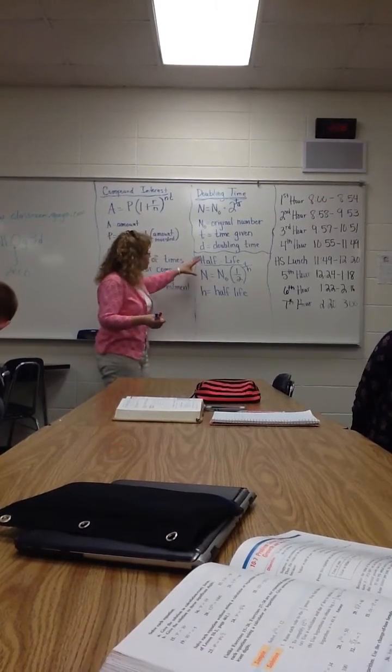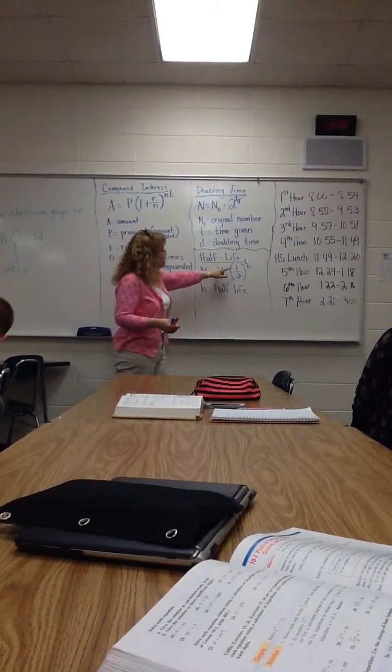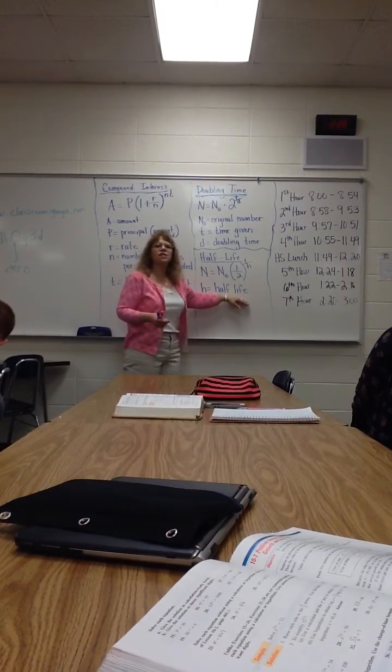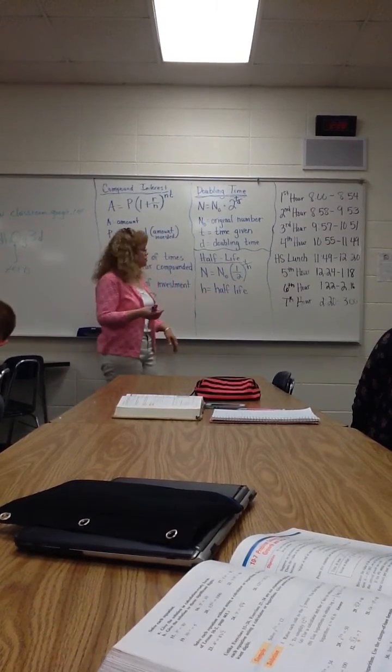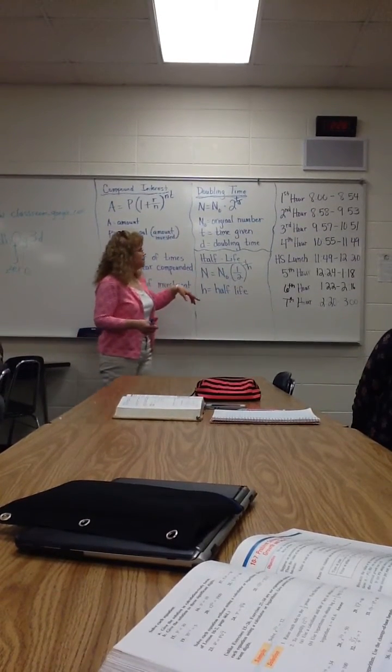So this formula will figure out N0 is how much you start with. The H in the formula is the half-life of that particular substance. And T, again, it's the amount of time.